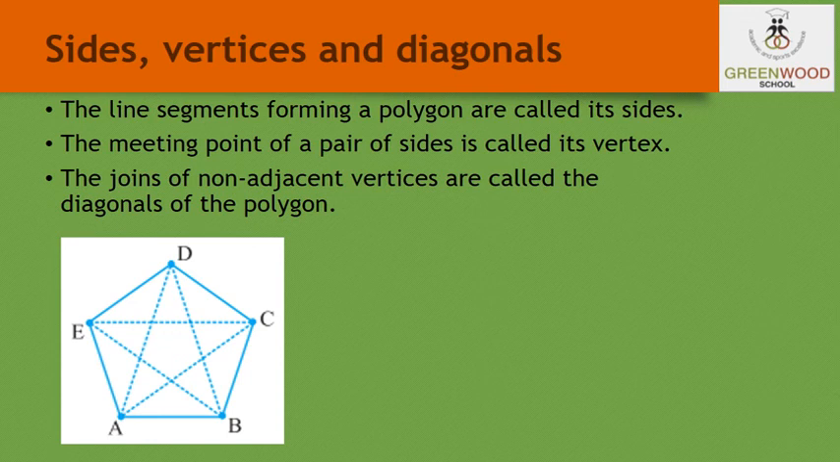Now we'll learn about sides, vertices and diagonals. The line segments forming a polygon are called its sides. As you can see in the figure, AB, BC, CD, DE and AE are its sides. The meeting point of a pair of sides is called its vertex. Points A, B, C, D and E are called its vertices, and the joints of non-adjacent vertices are called the diagonals of the polygon. From the figure you can say AD, AC, BE, BD are all its diagonals.